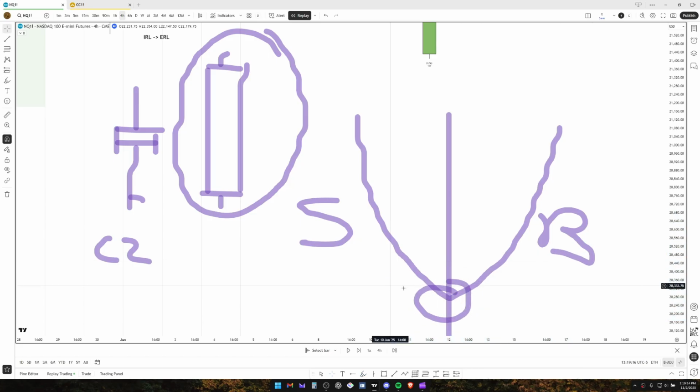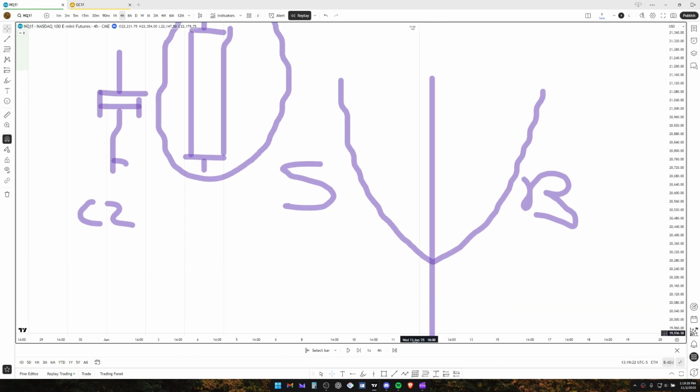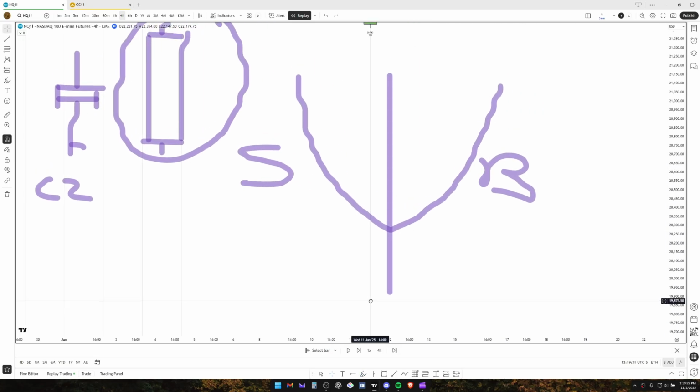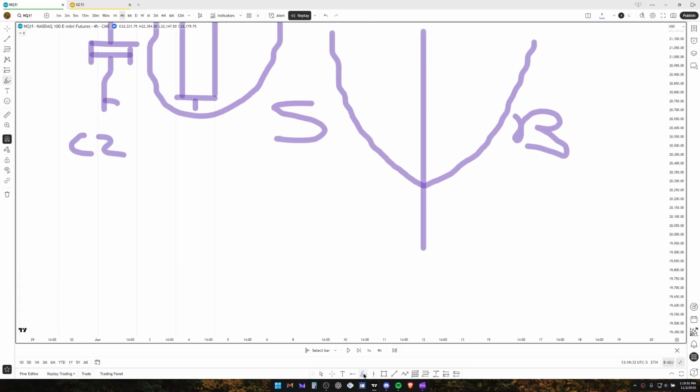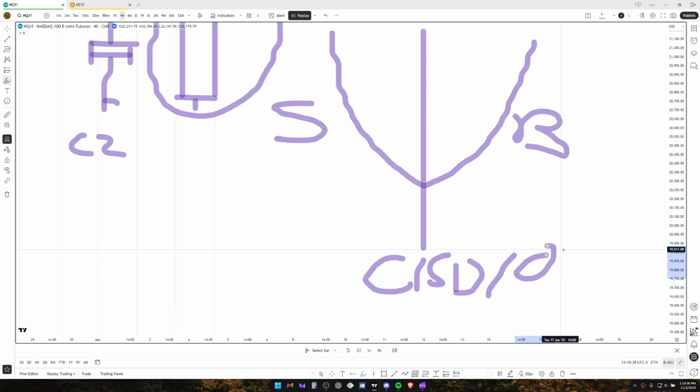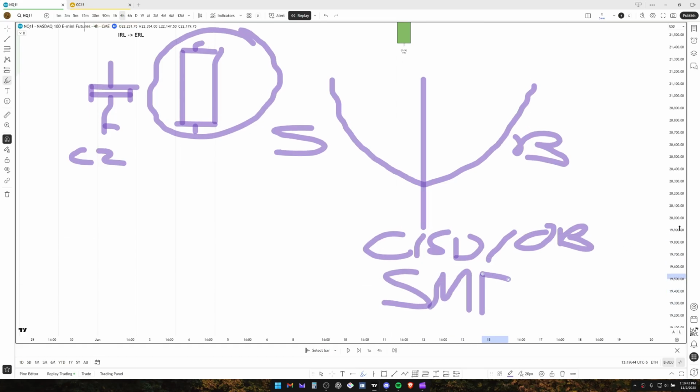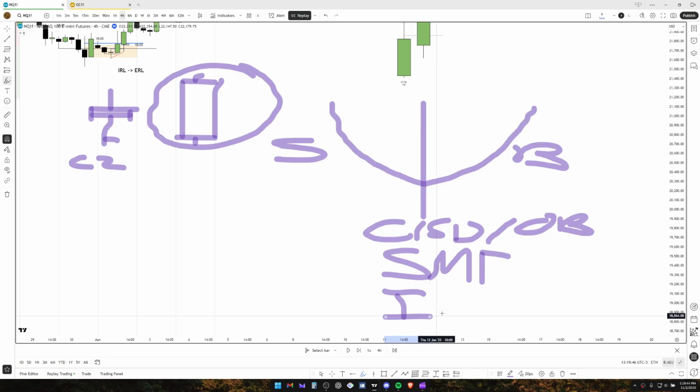This is significant. The point at which it shifts is the change of state, the change of character. So what's showing you changes of state? Well, it's CISDs, CISDs and order blocks, SMTs at the top end, and also inversion fair value gaps.